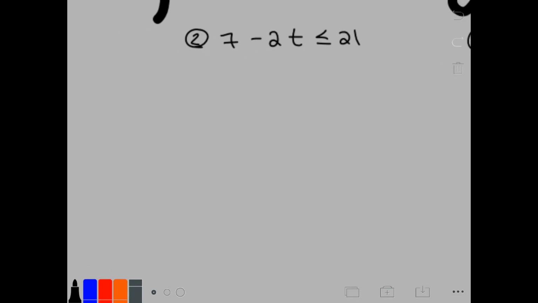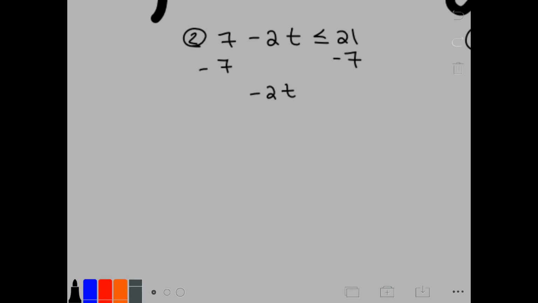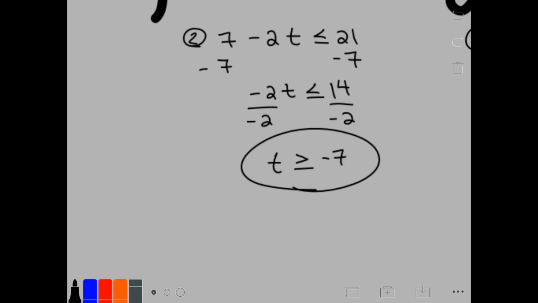All right. 7 minus 2t is less than or equal to 21. So again, I need to isolate the term with the variable. I'm going to subtract 7 from both sides. Negative 2t is less than or equal to 14. Now I'm going to divide by a negative 2. And remember, when I divide or multiply by a negative when I'm working with inequalities, I need to flip my symbol of relation. So this less than or equal to is going to turn into a greater than or equal to negative 7.